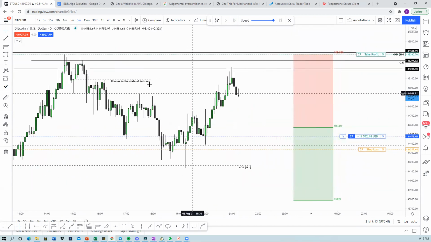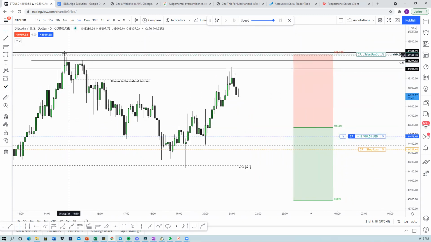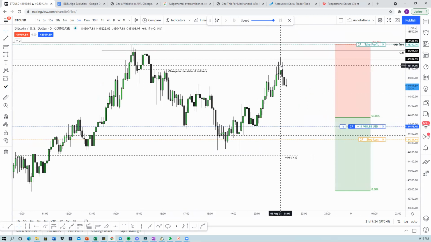Over here, right over here, could we trust this to hold? It's unlikely. It's unlikely. But if it does, it will just come down.